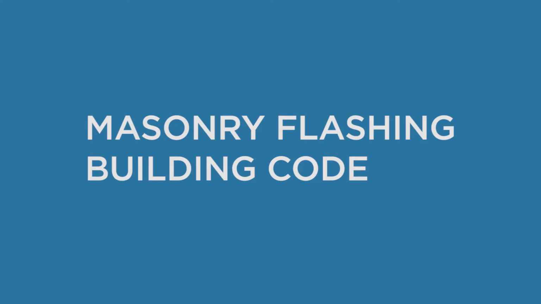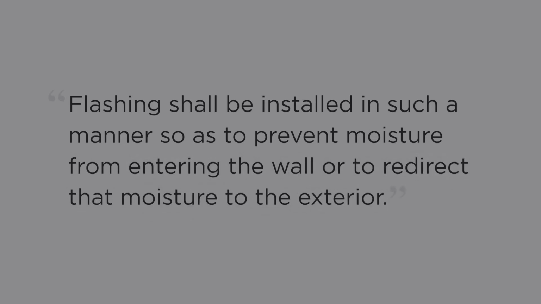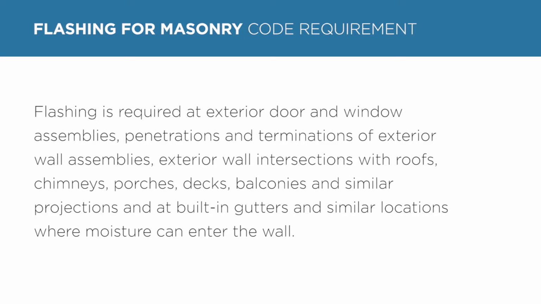The building code requires flashing shall be installed in such a manner so as to prevent moisture from entering the wall or to redirect the moisture to the exterior. Flashing is required at exterior door and window assemblies, penetrations, and terminations of exterior wall assemblies, exterior wall intersections with roofs, chimneys, porches, decks, balconies, and similar projections, and at built-in gutters in similar locations where moisture can enter the wall.